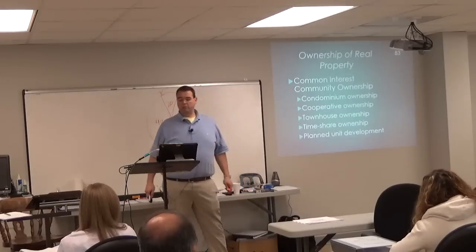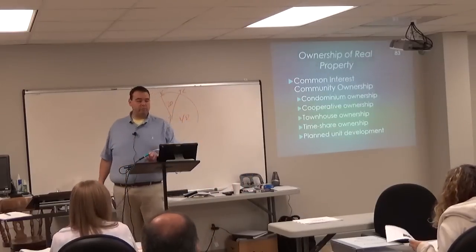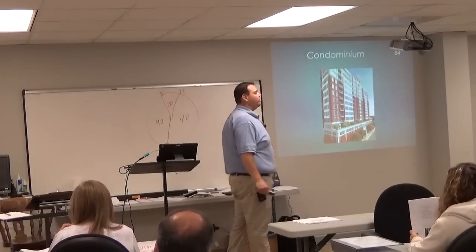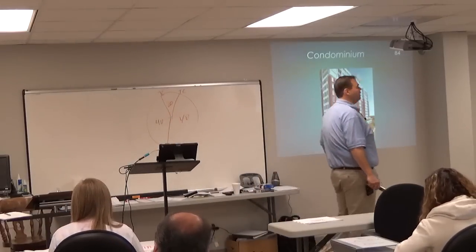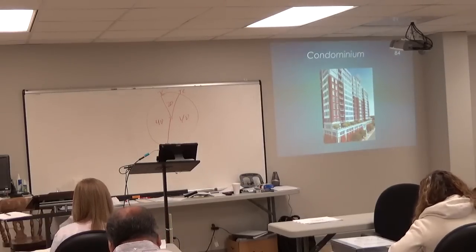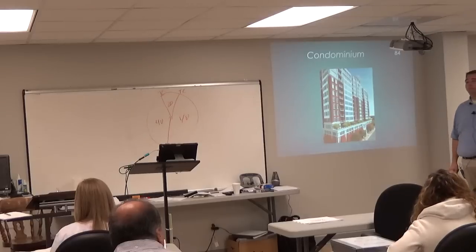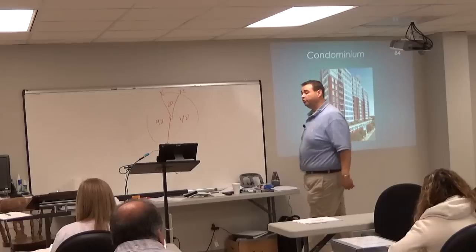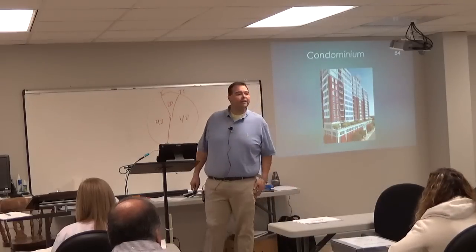All right, we're pretty close to the end of this chapter, so I'm going to wrap this one up before we go to lunch. Other types of concurrent ownership that we talk about. The first is the condominium. Now, one note I'm going to give you about condos that people tend to struggle with on a test is a real simple, straightforward thing. I want you just to add it to your notes here. Anything can be a condo.